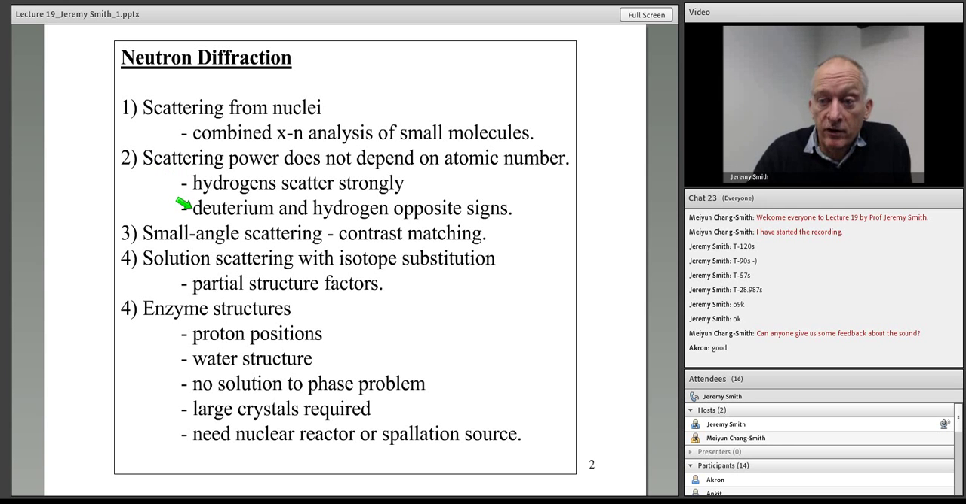And the deuterium and hydrogen have opposite signs of the scattering length density. So we can use that, for example, in small angle scattering. You've probably heard already lectures on small angle scattering that mention contrast matching, where one can match out one of the components in a small angle scattering profile.